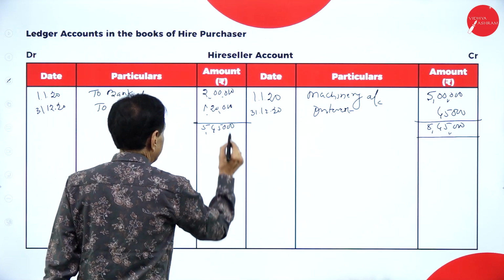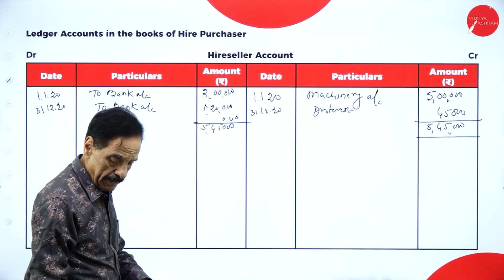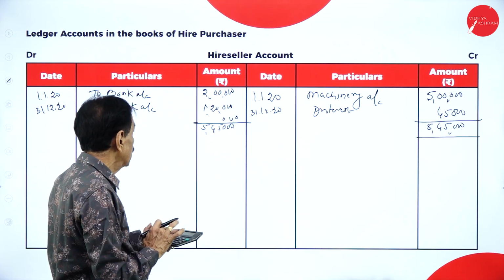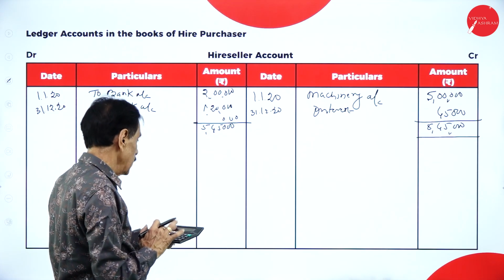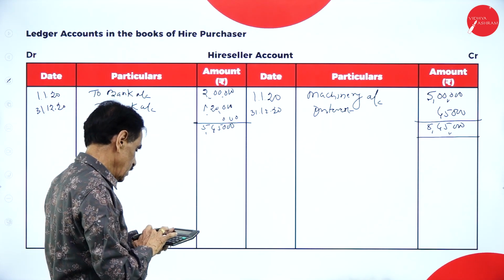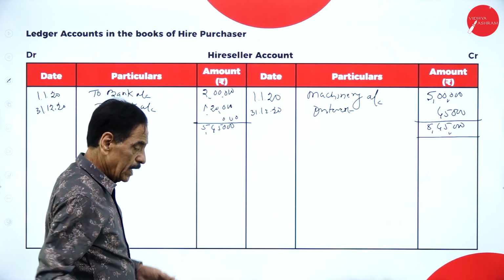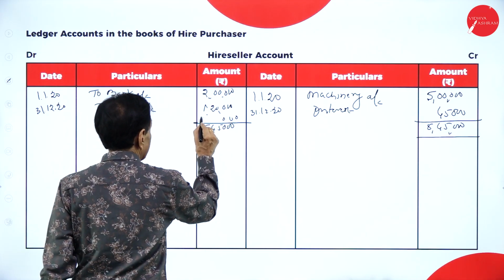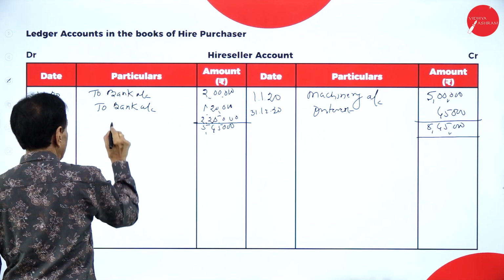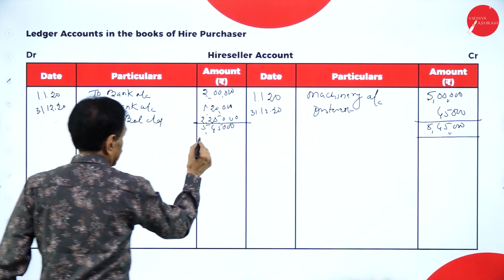Deduct. 5,45,000 minus 3 lakh, 2,25,000. Same day, balance. First year over.